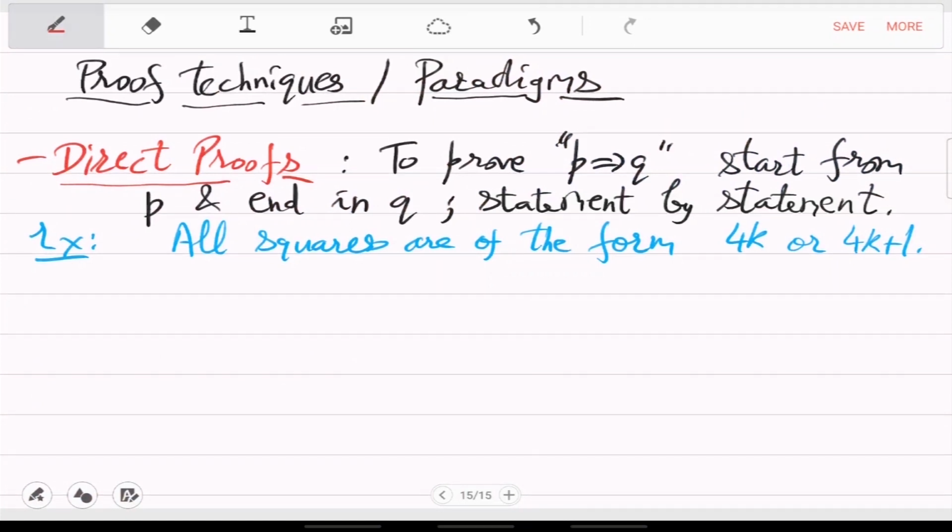Now an indirect proof is where you don't start with P, you start with something else, but still get to Q. This is not really a technique. We'll divide indirect proofs into many cases, but an example here will be if you had to show that numbers of the form 4k plus 2 or 4k plus 3 are not squares.